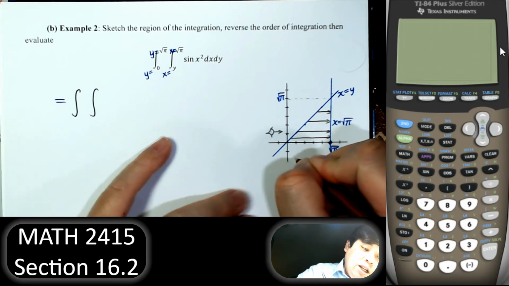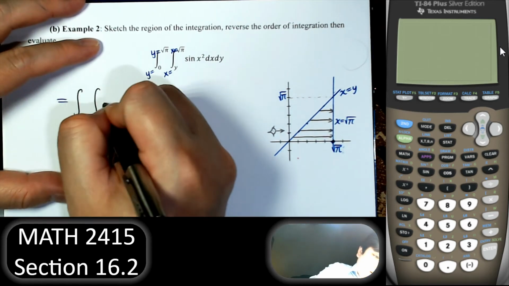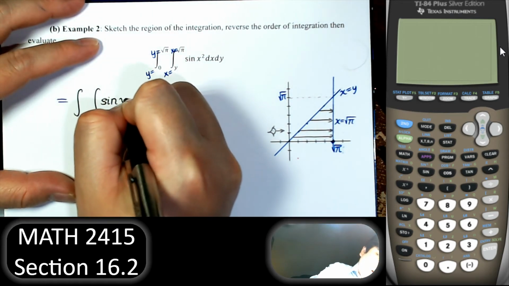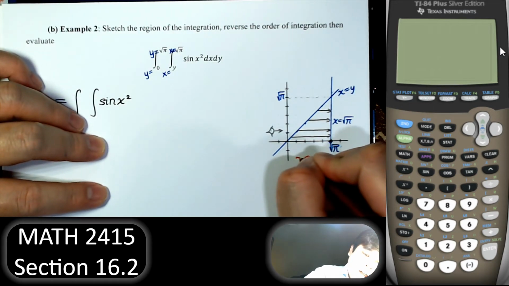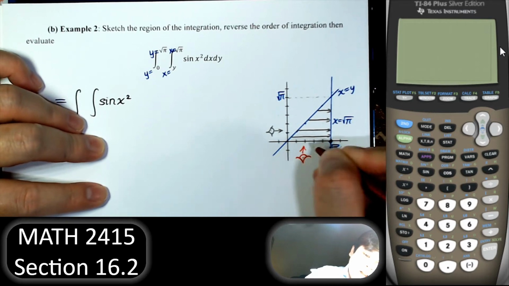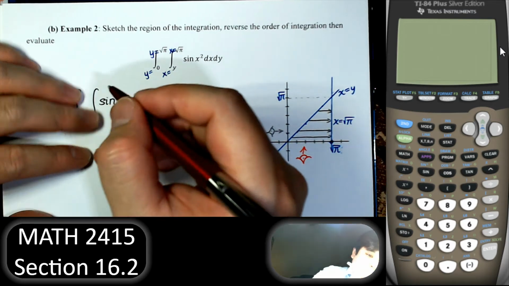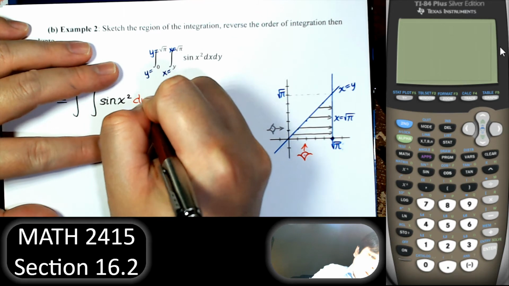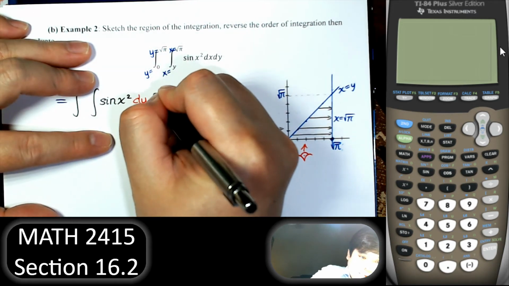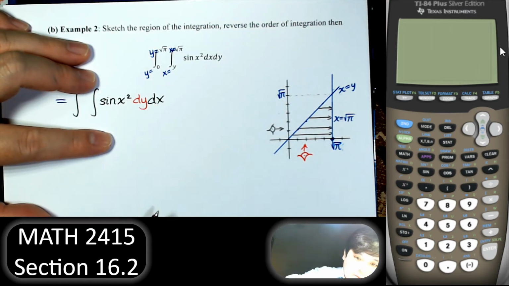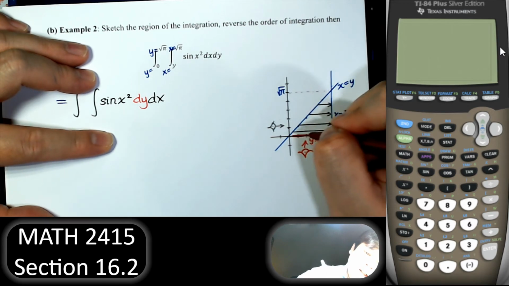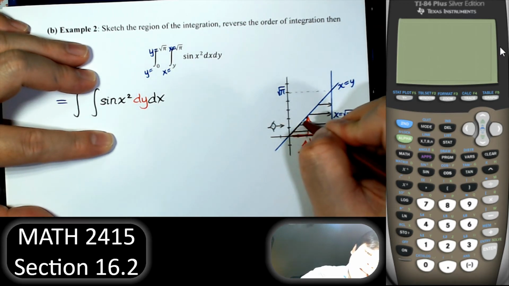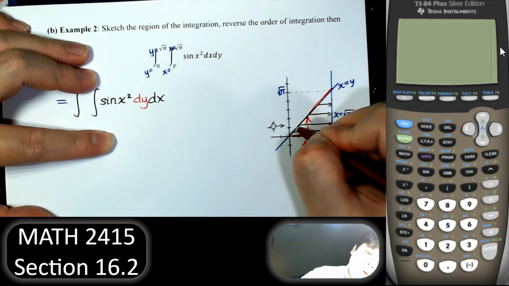Now let's look. If we put dy in the middle, the integrand is still sine x squared. Now if we look along the y direction, what do we see first? We see this line first, right? y equal to 0. And then we see this line, x equal to y, so y equal to x.